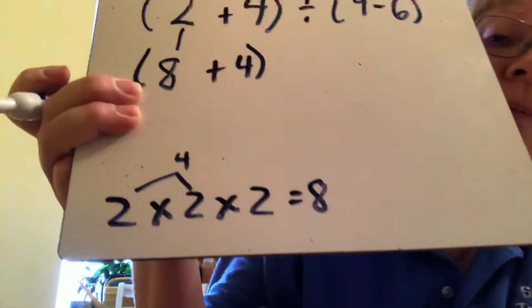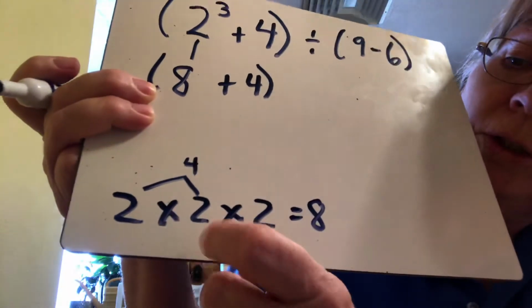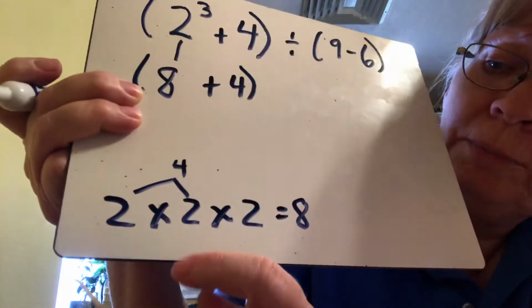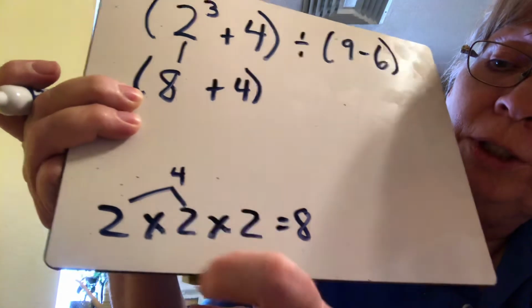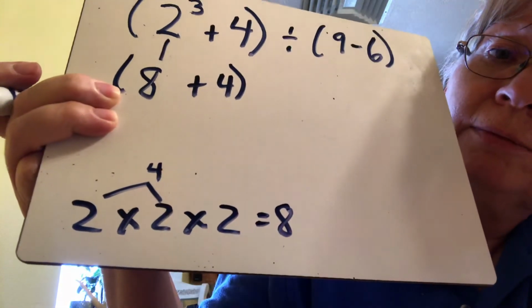All right, I just want to explain that 2 to the 3 a little more. Okay, so I have 1, 2, 3 2's, right? 2 times 2 is 4. Then 4 times 2 is 8. Okay? All right. So 8 plus 4 is 12.